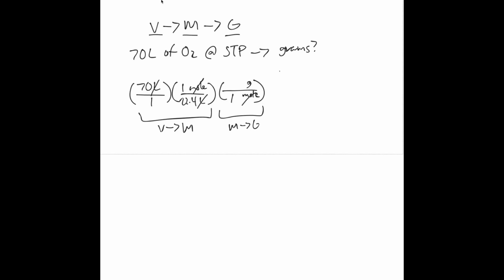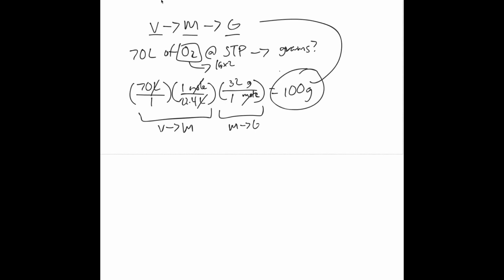And so we know 1 mole, and then we have O2 here. O2's gram formula mass is just 16 times 2, so that's just going to be 32. Multiply everything across, divide by everything on the bottom, and you're going to get 100 grams as your final answer.